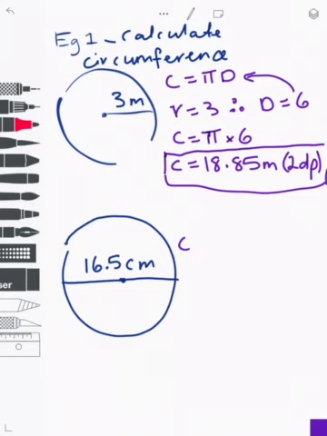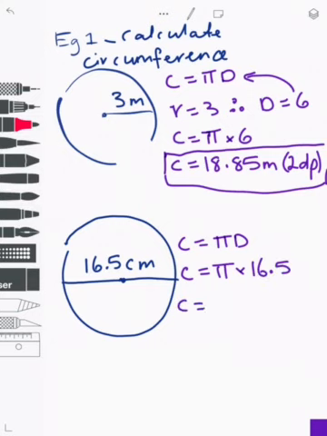Now for the next question, we know we're finding the circumference, so the first thing I'm going to do is write my formula. Circumference equals pi d. Now in this question, they've already given me the diameter, so I don't need to change it or calculate the diameter. The diameter is given. So all I have to do is substitute that value into the formula, where I have circumference equals pi times 16.5.